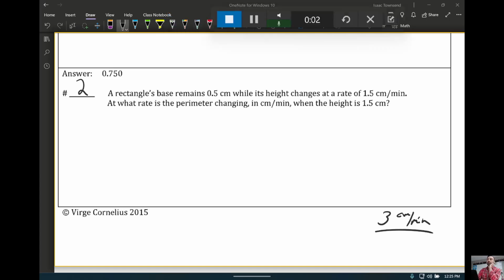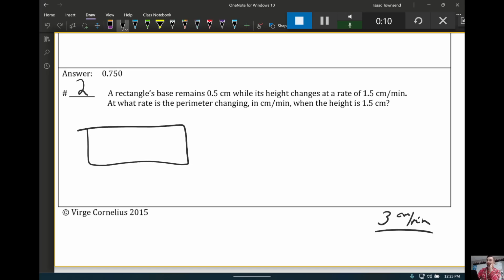Okay, so in question two, at first glance, it sounds a lot like question one. Another rectangle, base is still the same, all that kind of stuff. So base is 0.5 centimeters. Height changes at a rate of 1.5 centimeters per minute. But what's different is this question is not about area, it's about perimeter. So how is the perimeter changing?